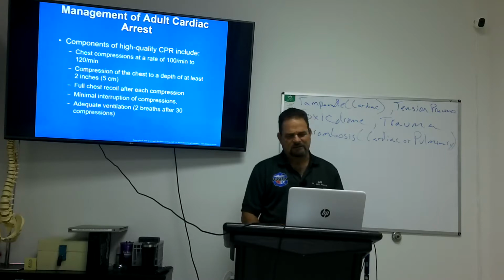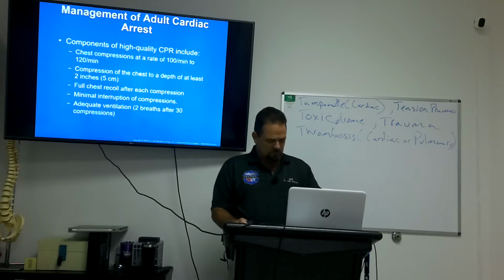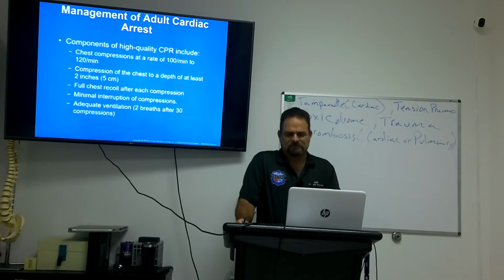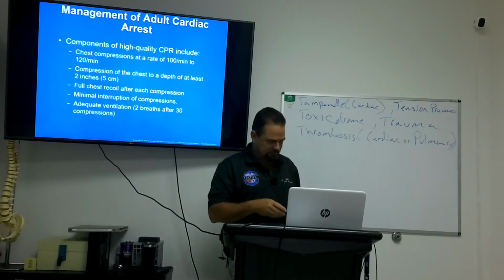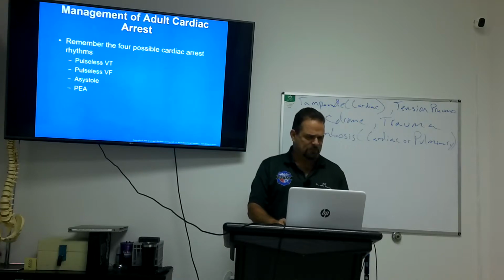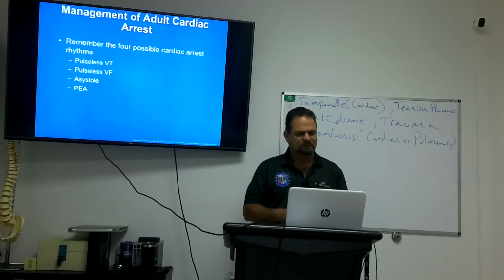The components of high-quality CPR include the following: chest compressions at a rate of 100 to 120 per minute. A compression of the chest to a depth of at least 2 inches. Full chest recoil after each compression. Minimal interruptions of compressions. And adequate ventilations, to include 2 breaths after 30 compressions. Alright, so there are 4 possible cardiac arrest rhythms: pulseless V-tach, pulseless V-fib, asystole, and PEA.